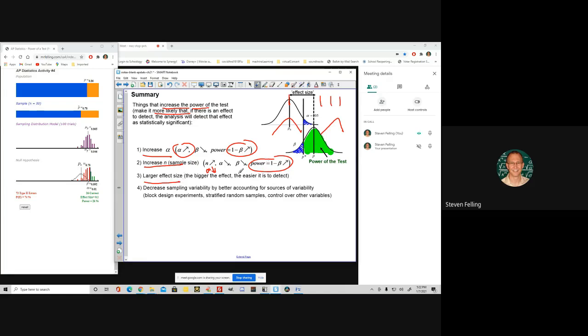And then the other thing you can do is anything you can do to decrease sampling variability by better accounting for sources of variability, like doing things like block design experiments or stratified random sampling, controlling other variables, anything you can do that reduces variability. All that stuff increases the power of the test to detect the effect you're looking for. All right, and then that's it for chapter 21.